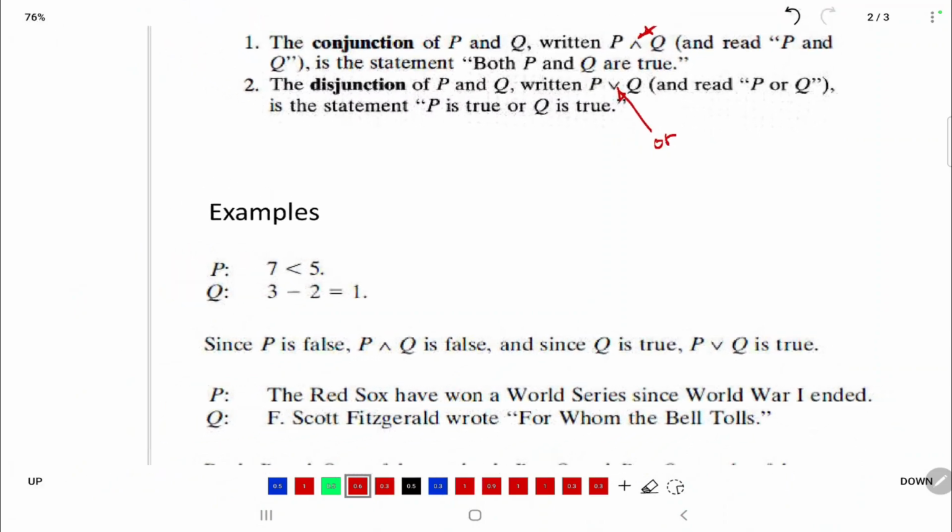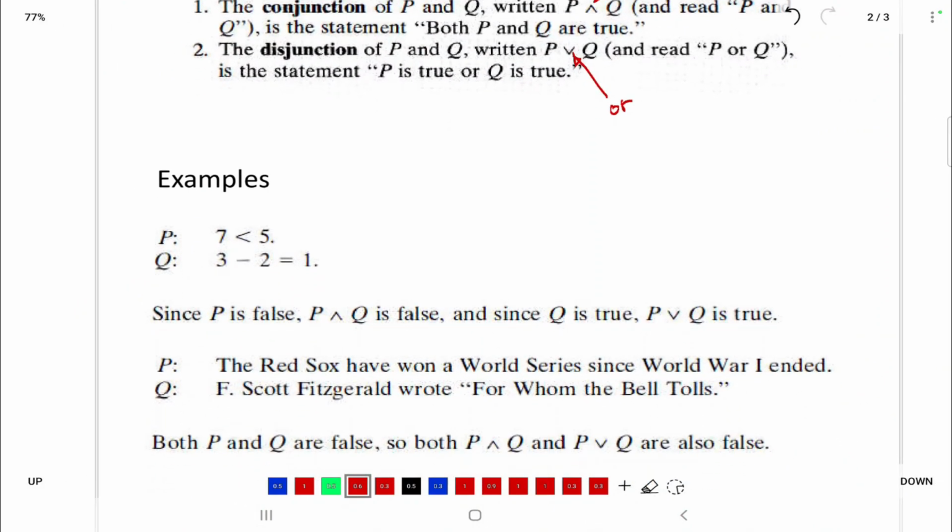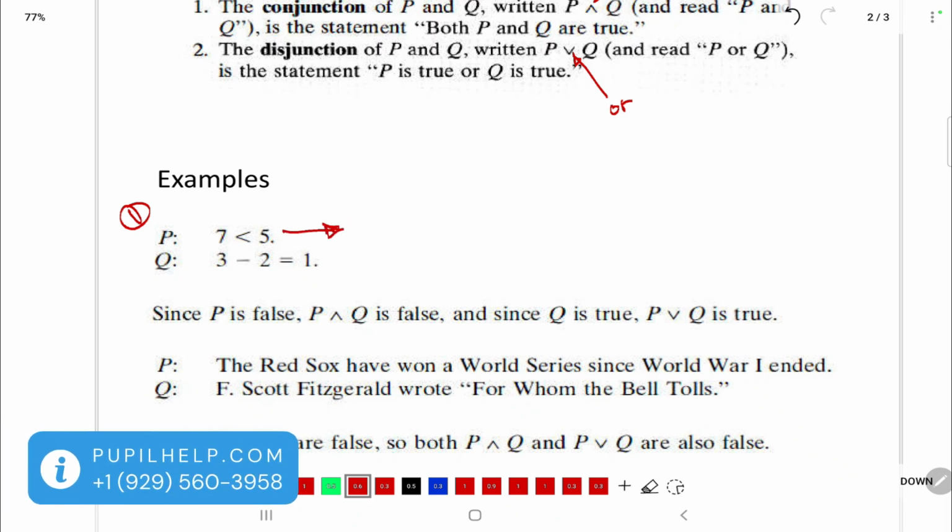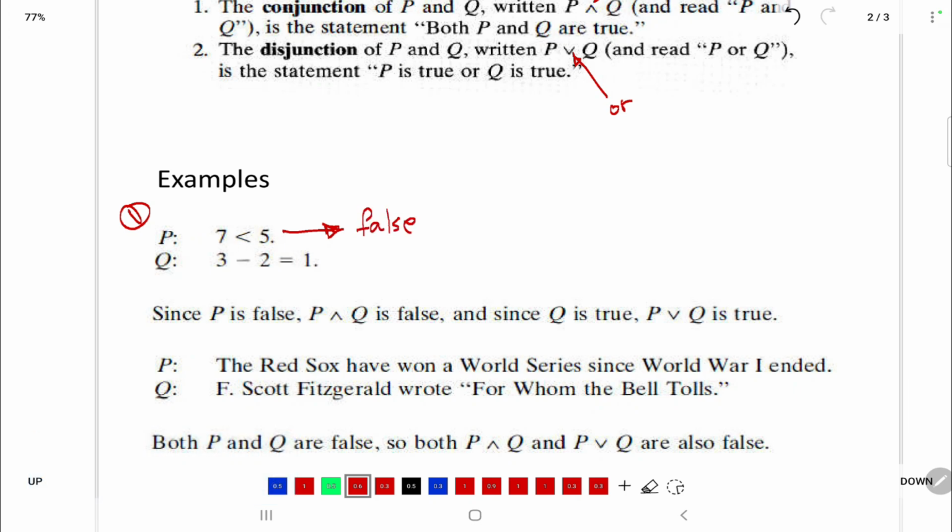So if we explain these rules by examples, for example, if we take the first example, if P is the statement 7 less than 5, this one is false. It is not correct, incorrect. And Q, 3 minus 2 equals 1, this is true. Okay, now here P is false and Q is true.